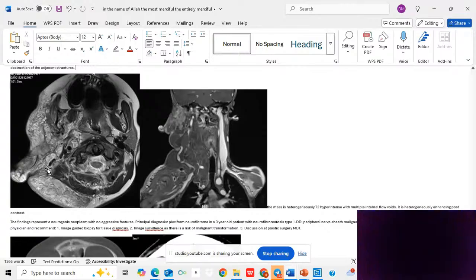The mass is heterogeneously T2 hyperintense, okay, with multiple internal flow voids. This is the typical appearance, okay? And it is heterogeneously enhancing in the post-contrast images. So as you can see, peripherally enhancing, central non-enhancement, also a characteristic feature of neurofibroma. You can see plexiform neurofibroma, okay?